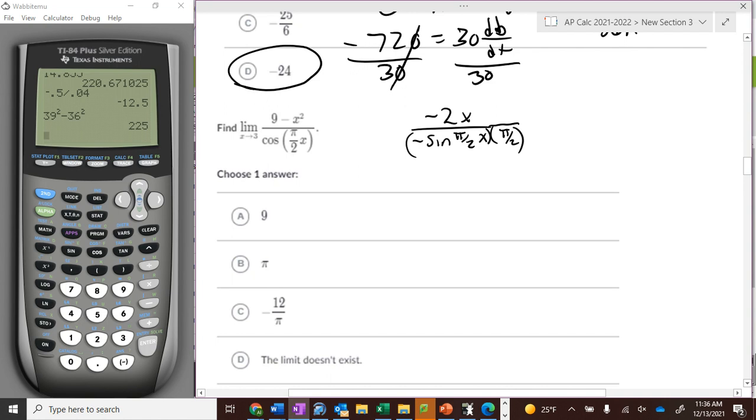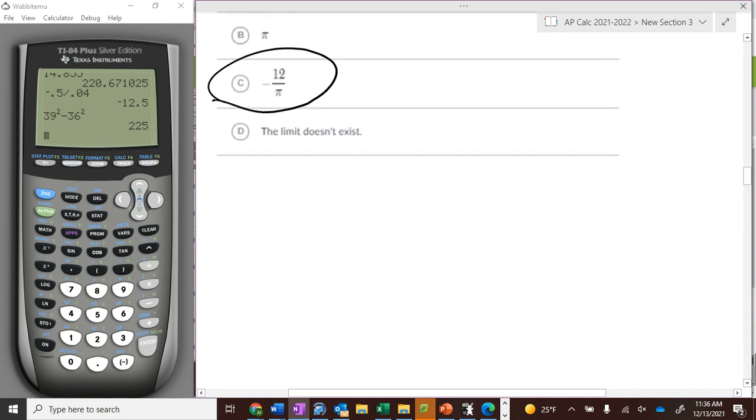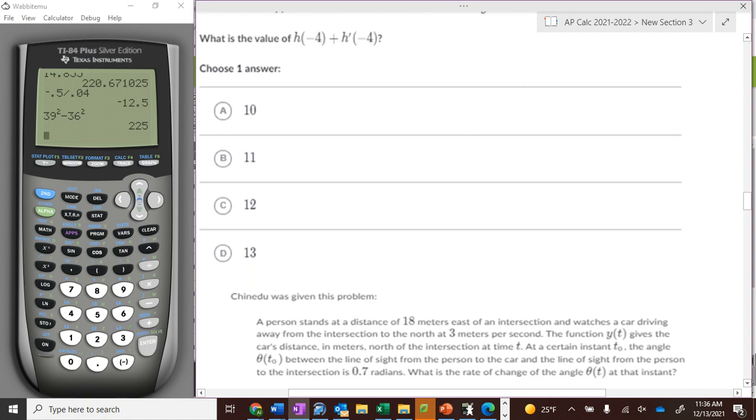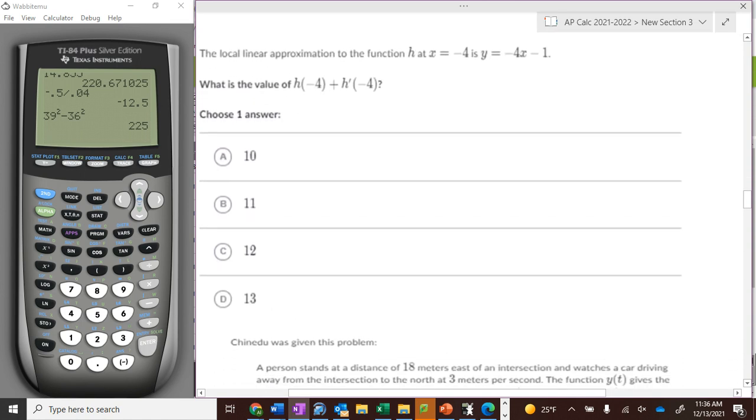So now if we do that and we put in a 3, what's the sine of 3 pi over 2? Negative 1. Times a negative is a positive 1 times pi over 2. What is it on top? Negative 6. So it's negative 6 over pi over 2, which if you multiply by the reciprocal is, as Breezy said, negative 12 over pi.